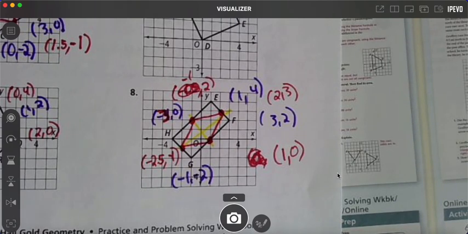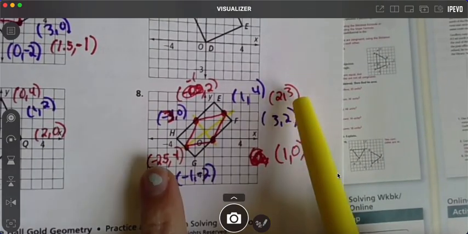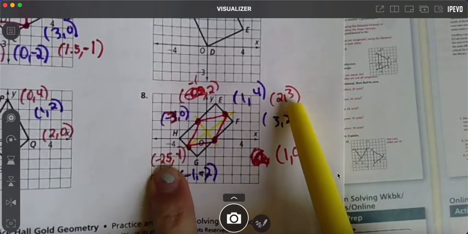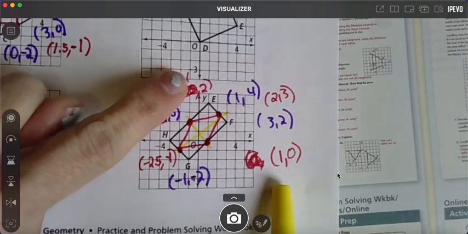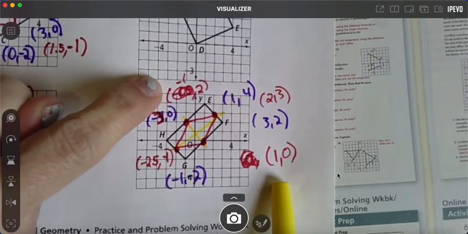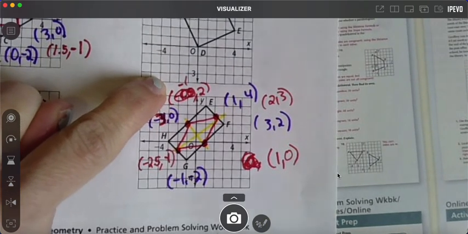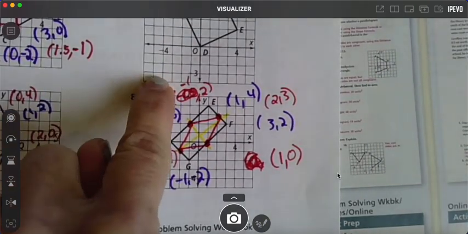Does that make sense? Remember, a rhombus has perpendicular diagonals. So all I would have to do is take these two ordered pairs, find the slope, take these two ordered pairs, and find the slope. Okay? And then let's compare them.